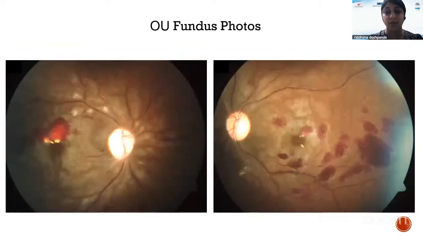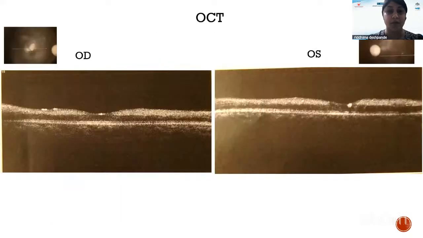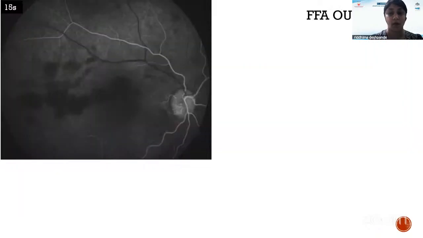Fundus examination in both eyes showed multiple cotton wool spots. There were multiple hemorrhages, retinal as well as pre-retinal. There was vascular tortuosity, there was sheathing of arteries as well as veins, and the macula appeared blanched in both the eyes. OCT in both eyes showed opacification of inner as well as middle layers of the retina. There was loss of stratification, and there was prominence of RPE in the region of the fovea, all indicating macular ischemia.